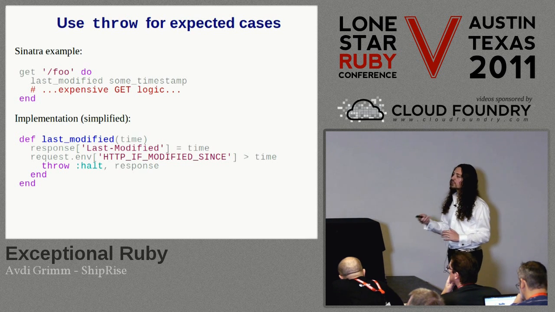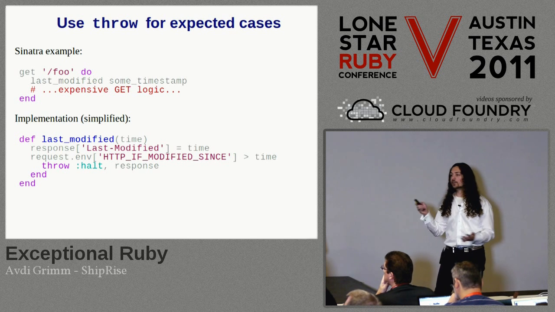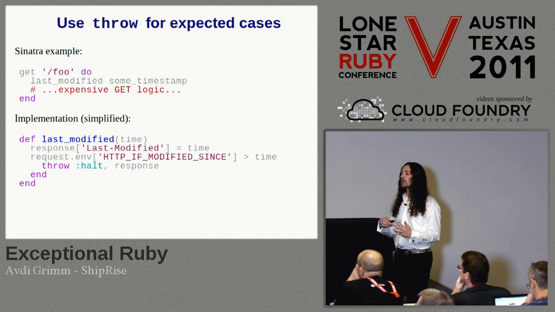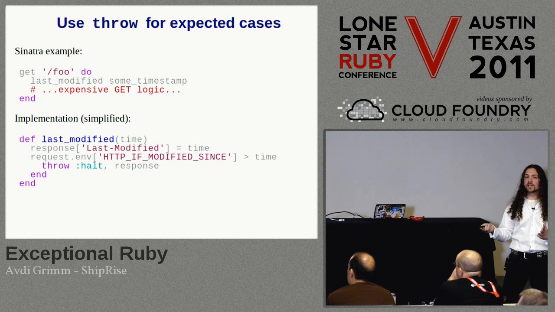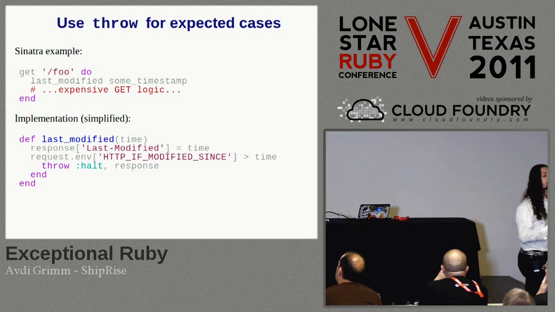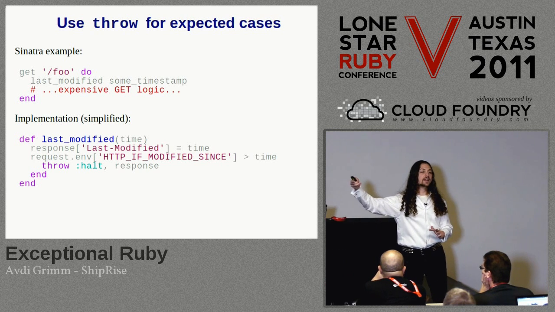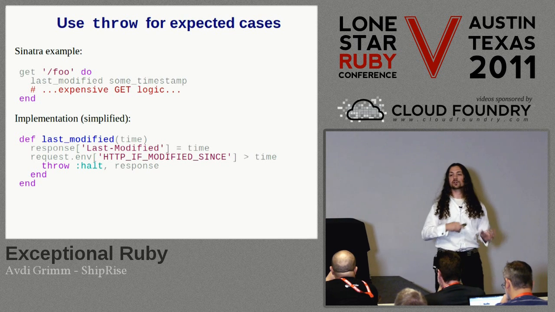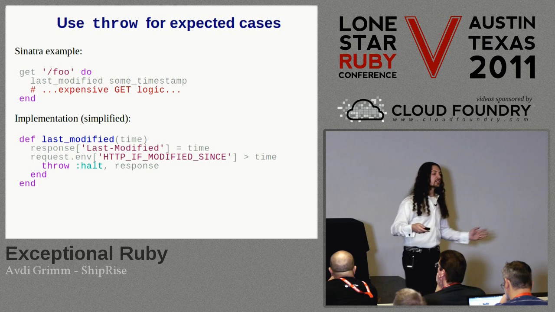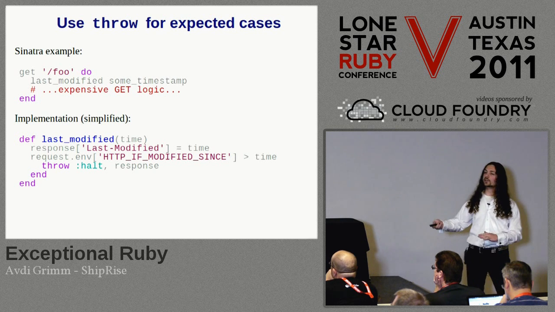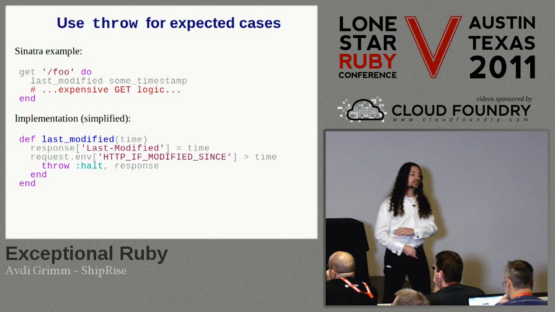And there's an excellent example of this in Sinatra and Rack, where in Sinatra you can say last modified, and this is going to interact with the browser to check to see if the browser already has the most recent version of a resource. And if it does, the implementation is going to throw halt. And then Rack, deep in Rack, it's going to catch that halt throw, and it's just going to end the request right there. It's going to finish the request, and it's done. And possibly avoiding expensive processing later on in that action. So nothing after the last modified gets executed because the execution is thrown out of there.